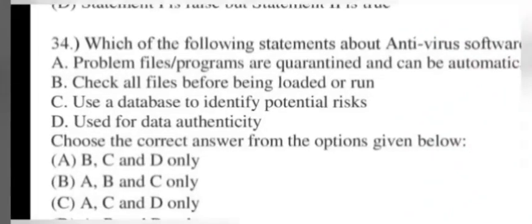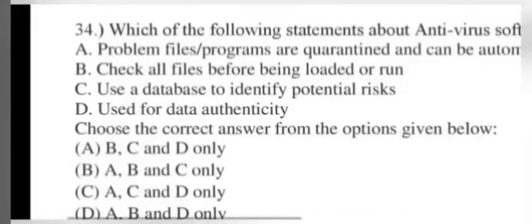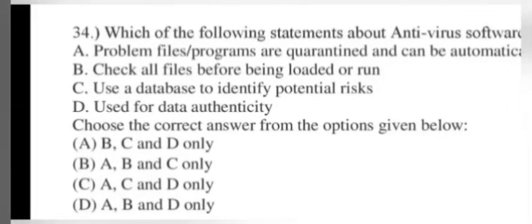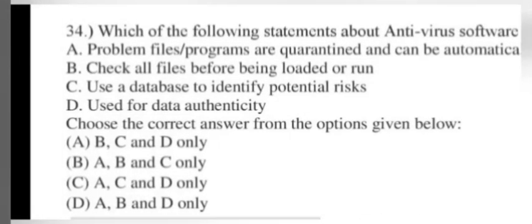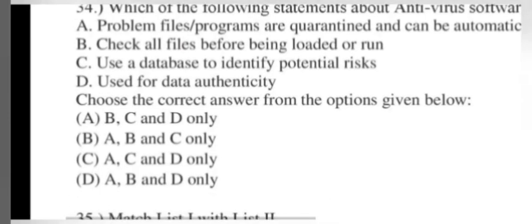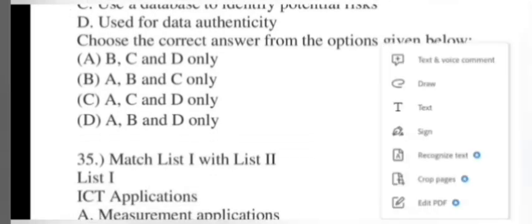34. Which of the following statements about antivirus software are correct? ABCD. Problem files programs are quarantined and can be automatically removed. B saying check all files before being loaded or run. C says use a database to identify potential risk. D says use for data authenticity. BCD, ABC, ACD, ABD. 34 correct option for this question, it will be A, B and D only.